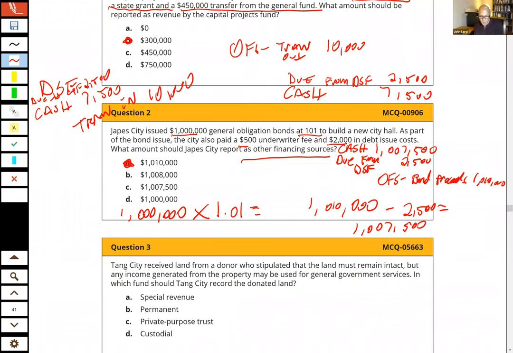Okay, question? Most important thing is what? The amount that was supposed to come in on that bond issue, that goes what? That's another financing source, period.